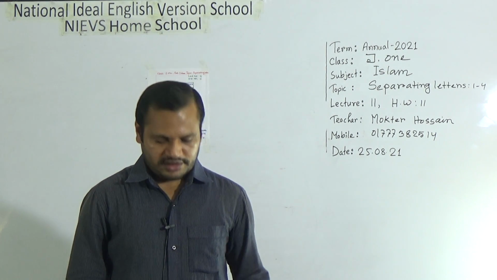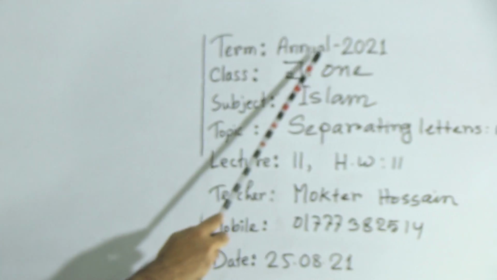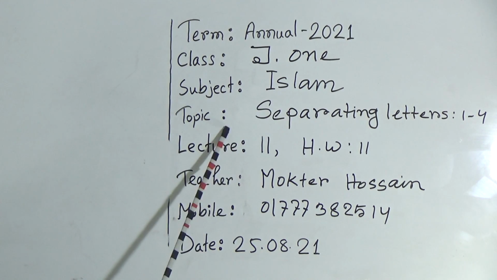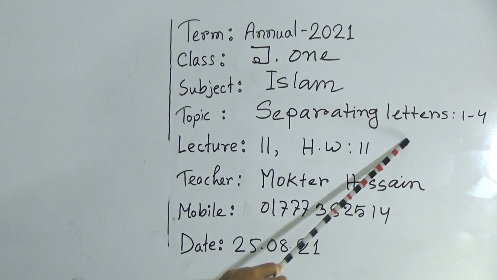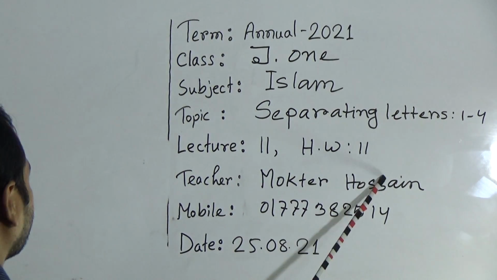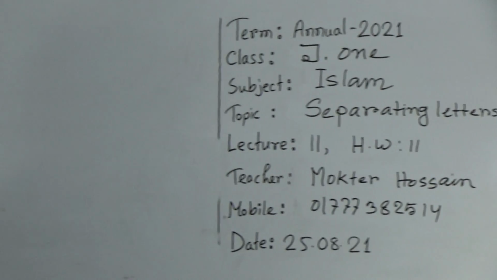Dear students, let's see the board. Term Annual 21, class Junior 1, subject Islam, topic separating letters 1 to 4. Lecture number 11, SW also 11. Mokter Hossain, this is my mobile number and today's date.